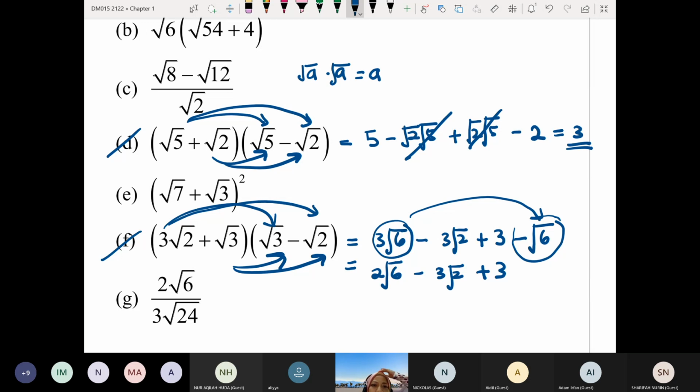Cuba cek, cikgu ada salah tak? Ada. Apa yang salah? Siapa boleh bagi tahu? Term yang kedua. 3√2 times dengan √2. So dia jadi 6. Yes. Okay. √2 darab √2 dapat 2. So 3 darab 2 dapat 6. So jangan careless lah. Kalau careless, check balik semula jalan kerja. Negative 6 plus 3 dapat negative 3.